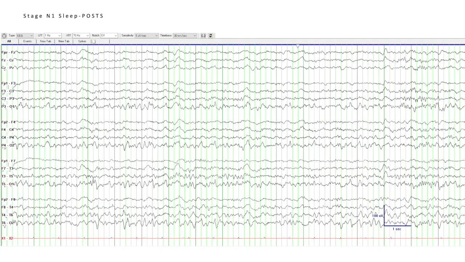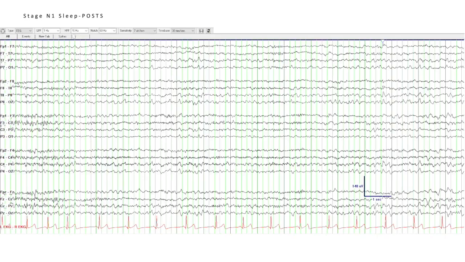Here are some examples of POSTs. You see these posterior waveforms. Again, they look quite like the lambda waveforms, don't they? Well, notice you don't see any ocular eye movement artifact in this patient. You just see these waveforms, and that's because this person is asleep. Here's a bit more of a subtle example, but again, you see these posterior waveforms consistent with POSTs.